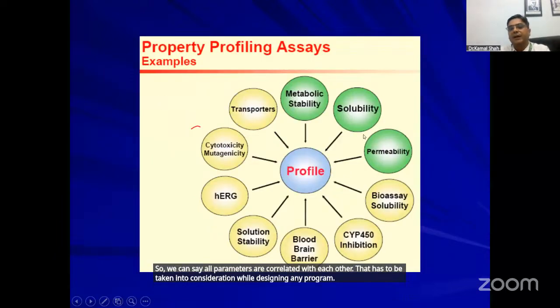And while profiling, we have to see these properties. They are responsible for any drug coming into the market. We have to see the different parameters, which include bioassay, metabolic profiling, solubility profiling, blood-brain barrier carrier, barrier solubility, and permeability. These are certain parameters we also have to screen out while designing any drug.